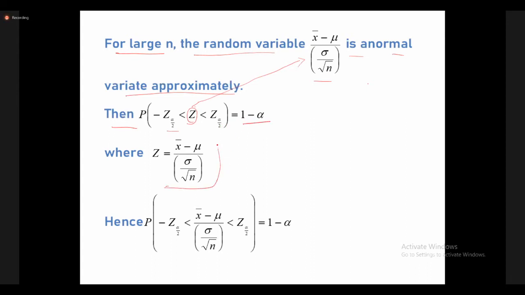See here, we mentioned that Z is x bar minus mu by sigma by root n. All of you know the notations. X bar is the sample mean, mu is the population mean, sigma is the population standard deviation and n is the sample size. See here, we'll get this by just substituting the Z value.